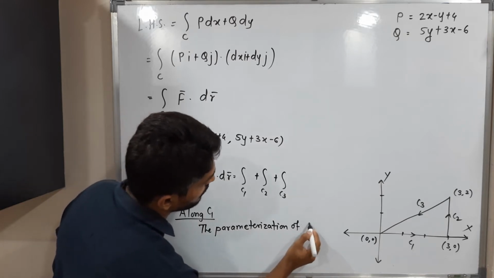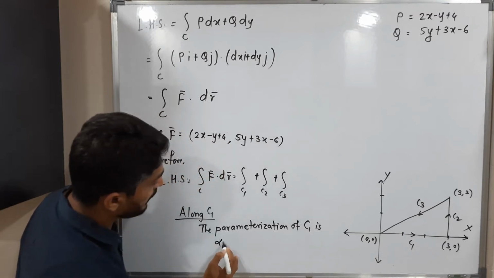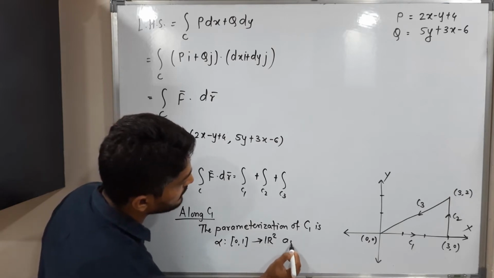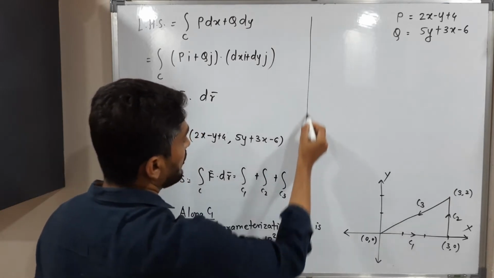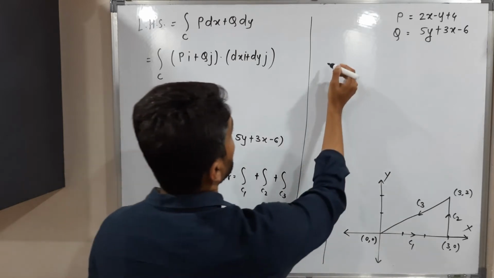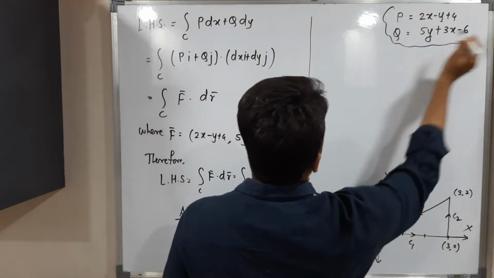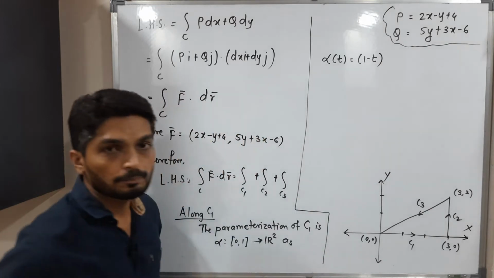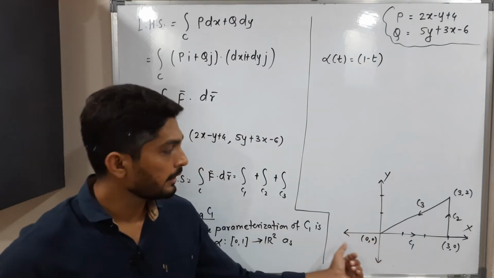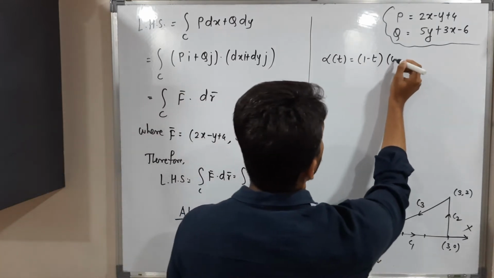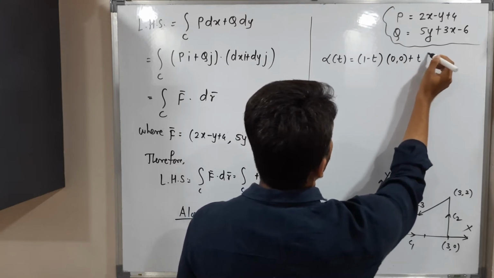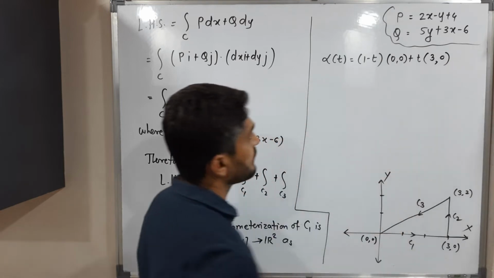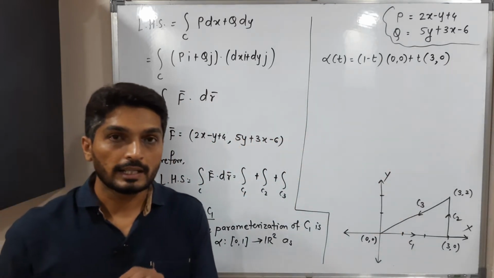of C1 is, we denote it by alpha, defined on the closed interval 0, 1 to R2. There is a fixed technique to find the parameterization of a line. So alpha of t is equal to 1 minus t into the starting point, which is 0, 0, plus t into the end point, which is 3, 0. This is a fixed technique to find the parameterization of any line segment.